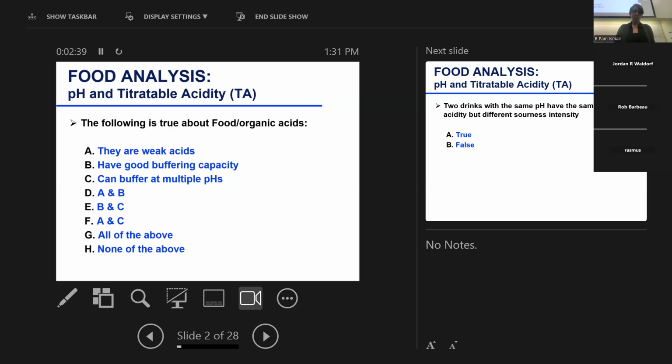All right, so they have good buffering capacity because when they are weak, at any time point, they're not fully dissociated. So if we titrate with an acid, the conjugate base is going to pick up a proton and level the pH. If we titrate with a base, the HA is going to give up a proton and level the pH. And it can buffer at multiple pHs. That is true. Why?